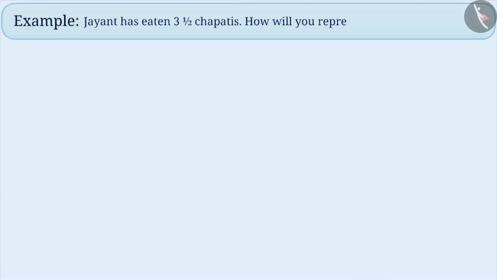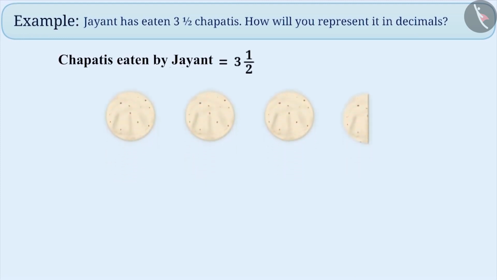Next example. Jayant has eaten 3.5 chapatis. How will you represent it in decimals? Jayant has eaten 3 and 1/2 chapatis. Here, 3 1/2 is a fraction. We can also obtain the decimal form of 3 1/2 in the following way.